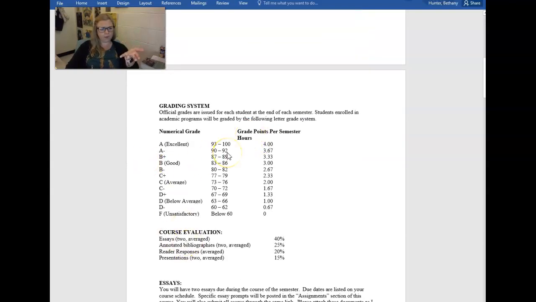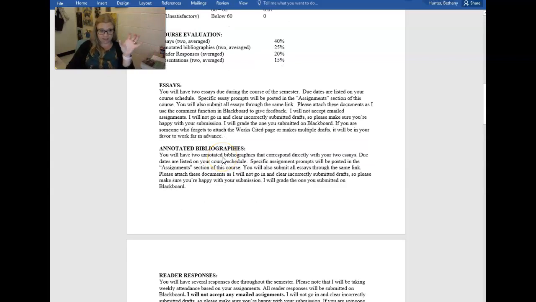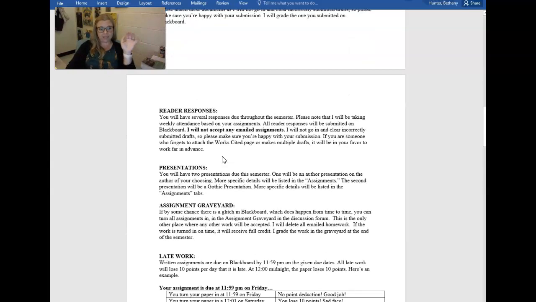Grading system, pretty normal. This class is kind of interesting because there's not a ton of assignments to spread things out. There are a couple of assignments that you absolutely have to do to pass the class, and your essays are those. There are 2 essays, so really they're 20% each. Compared to all this other stuff, whew, it's a lot. Your annotated bibliographies, usually my students do pretty well on those, 25%. Reader responses, that's your homework, and we'll talk a little more about that. And then you have 2 presentations, 1 author presentation and 1 Gothic presentation. It's kind of fun. I like it, not gonna lie. Here I outline what the essays, annotated bibliographies, reader responses, and presentations are.